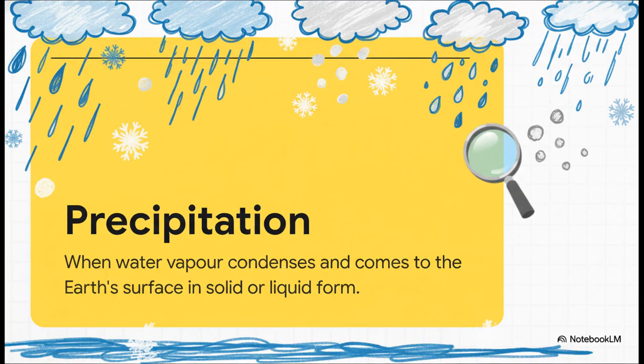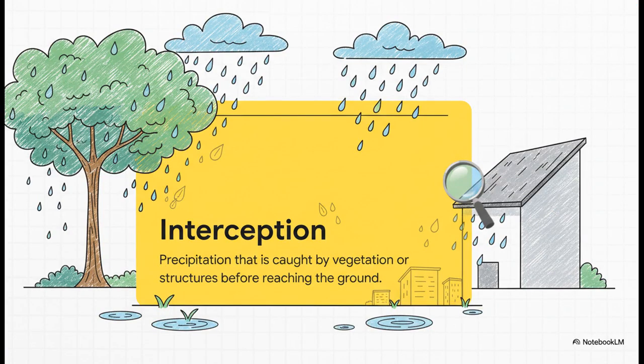Well, what goes up must come down, right? That's precipitation. As the water vapor cools, it condenses and falls back to the Earth's surface. And we know this as rain, snow, or hail. But think about this. Does every single drop of rain actually hit the ground? Not quite. A lot of it gets caught on the leaves of trees and plants or on the roofs of buildings before it ever reaches the soil.